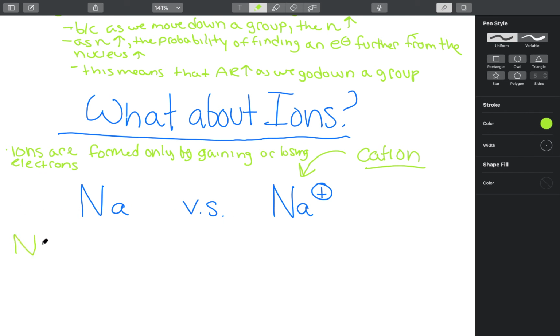So neutral sodium has the electron configuration of the neon noble gas core with one electron in the 3s subshell, while sodium plus 1, or the sodium ion, has the electron configuration only of the noble gas neon. So which one of these species here do you think will be bigger? Well, the neutral sodium will be bigger.